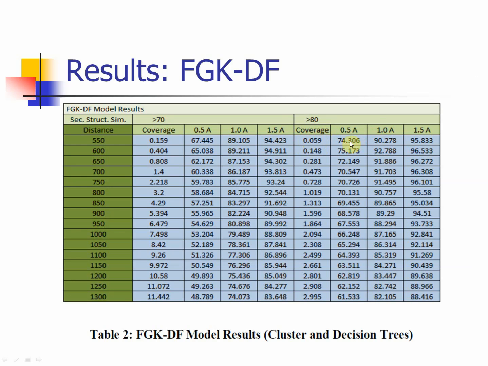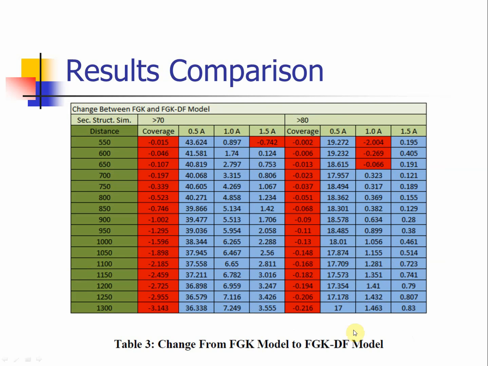However, you can see the accuracy goes up to 74%, which is a very big achievement, of the predictions that are less than 0.5 Angstrom. And the accuracy for 1 Angstrom and 1.5 Angstrom goes to 90 to 95, and with the distance of 1300, it's going to 82% to 88%. So we add one more layer of checking, so we lower the coverage but increase the prediction accuracy. The next table is the comparison of that.